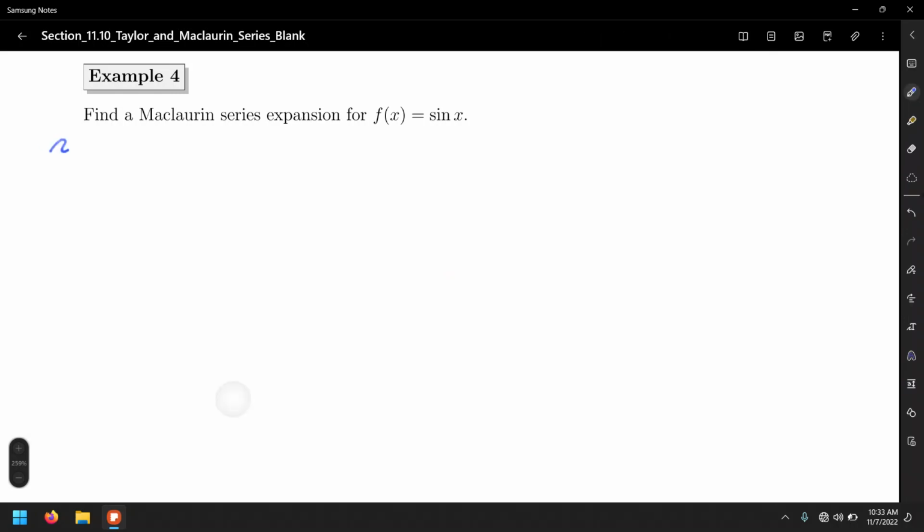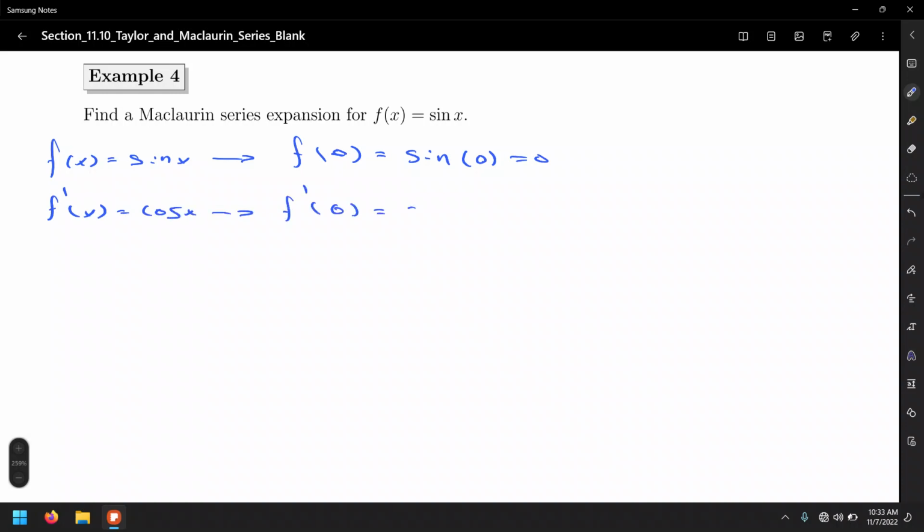So, f of x, which is sine x, evaluated at 0, that's sine 0, and that's a 0. Find the derivative, that's cosine x. Evaluate the derivative at 0, that's cosine 0. And cosine of 0 equals 1. Take the second derivative, the derivative of cosine, which is negative sine, and find the second derivative at 0, that's negative sine of 0, which is 0.